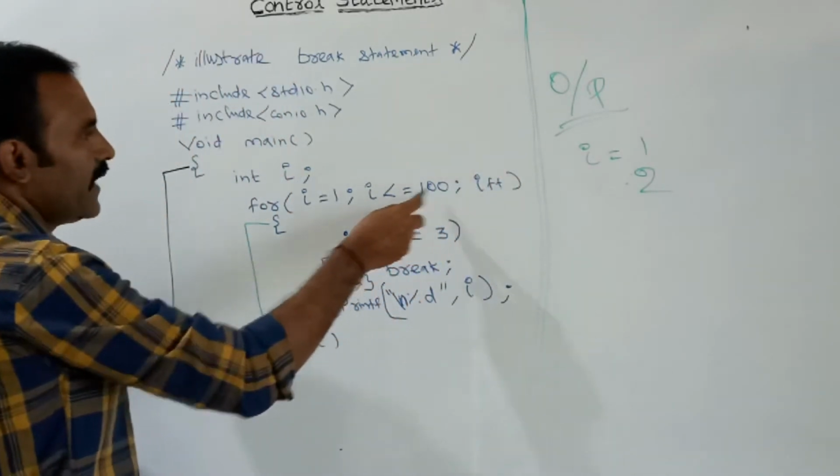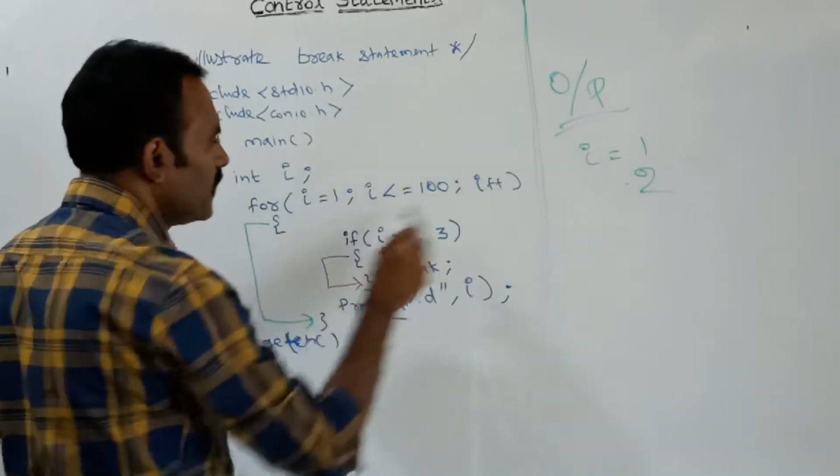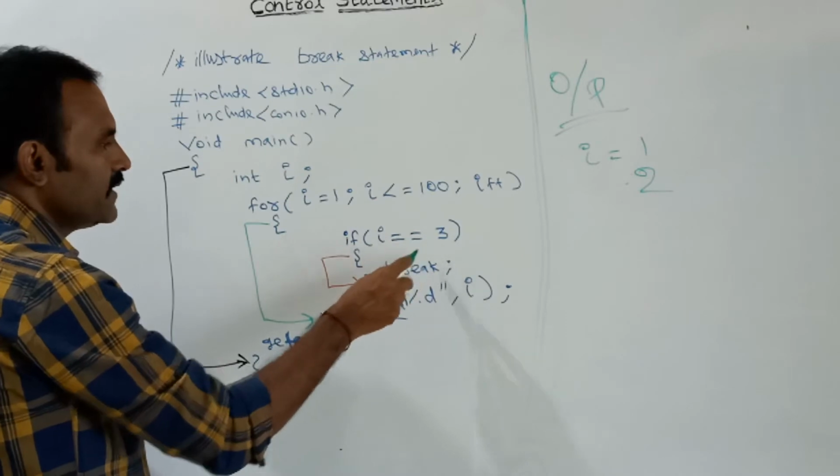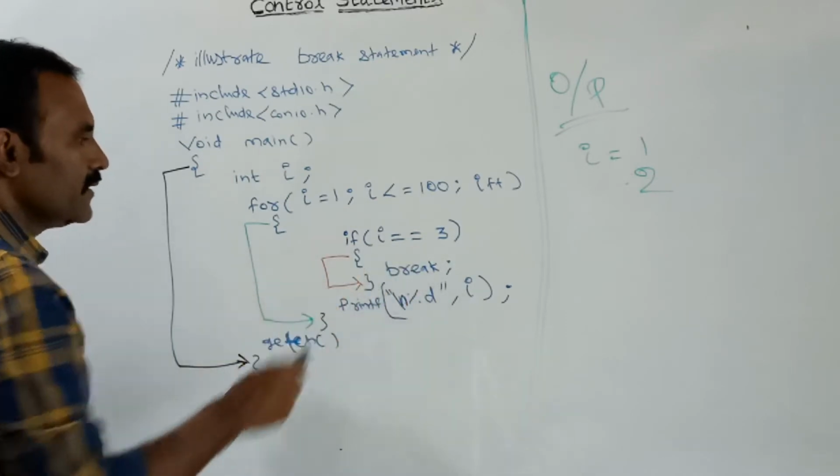What is the value now? I is equal to 3. After printing 2, the I value is 3. Here it checks the condition. What is the value now? If I is 3, I am telling it to break the loop.